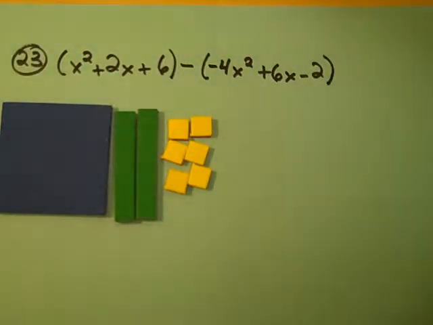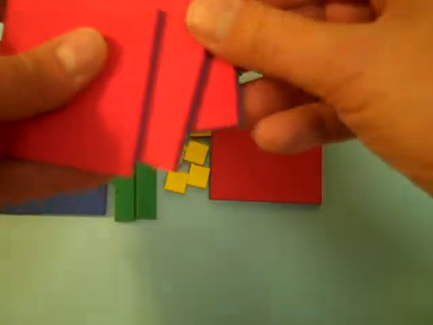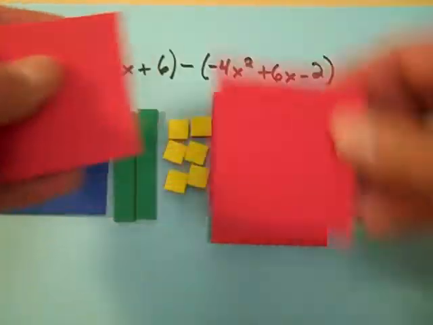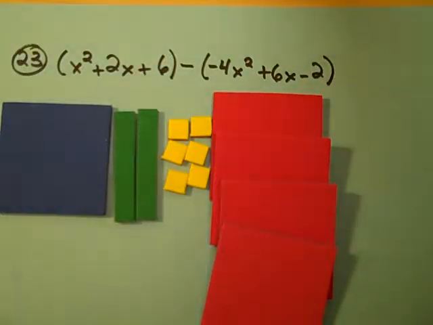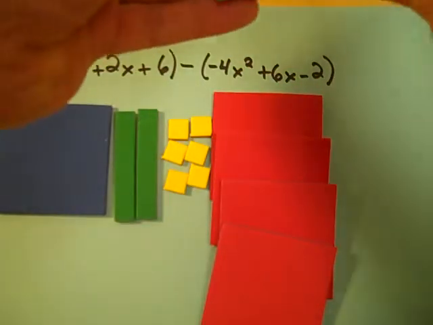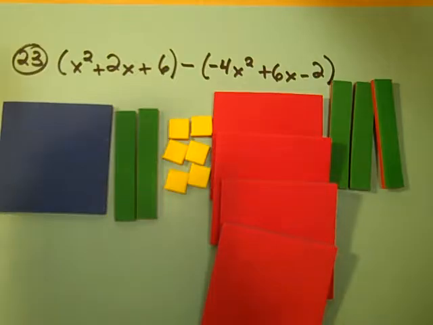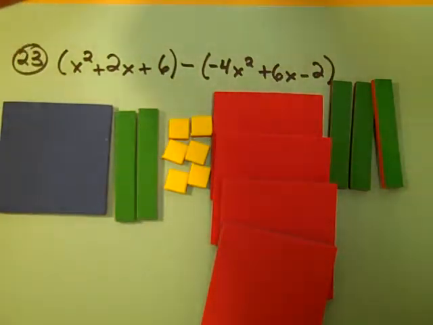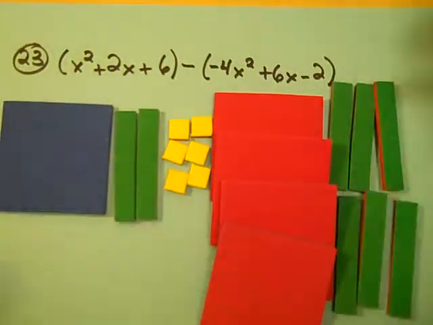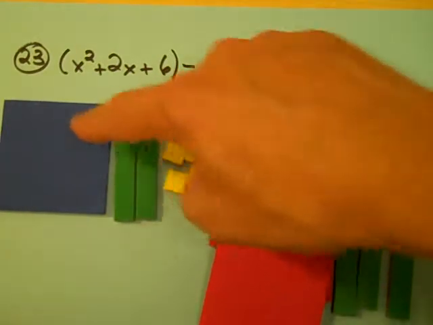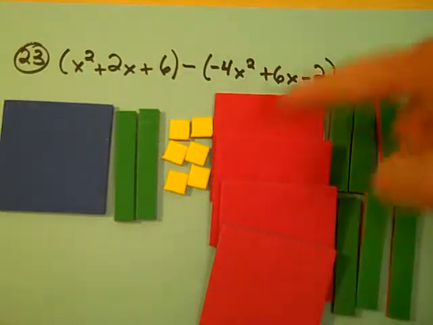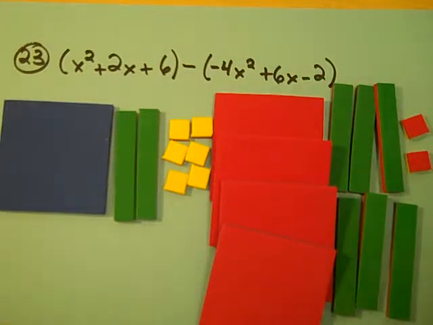Model your other parenthesis. Negative 4x squared. I'm going to stack these: 1, 2, 3, 4, plus 6x. I'm going to need my greens. Got my greens. Minus 2 is going to come over here, and we can still see that. Barely. Okay. X squared plus 2x plus 6. Negative 4x squared plus 6x minus 2.